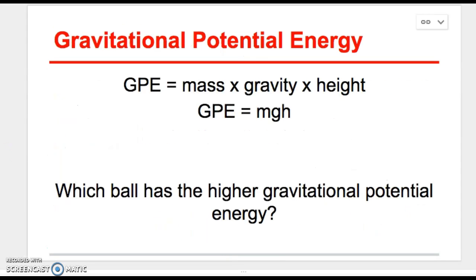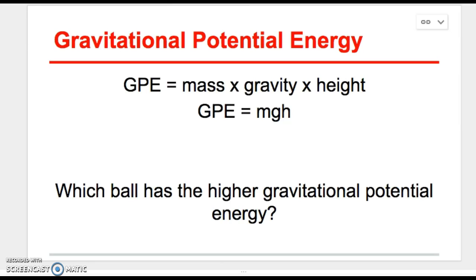The equation for calculating gravitational potential energy is mass times gravity times height. So on your paper, there's GPE equals, twice. The first time you're going to do the words, and the second time you're going to do the letters. Mass times gravity times height. Don't forget our number for gravity is always the same, 9.8 meters per second squared.